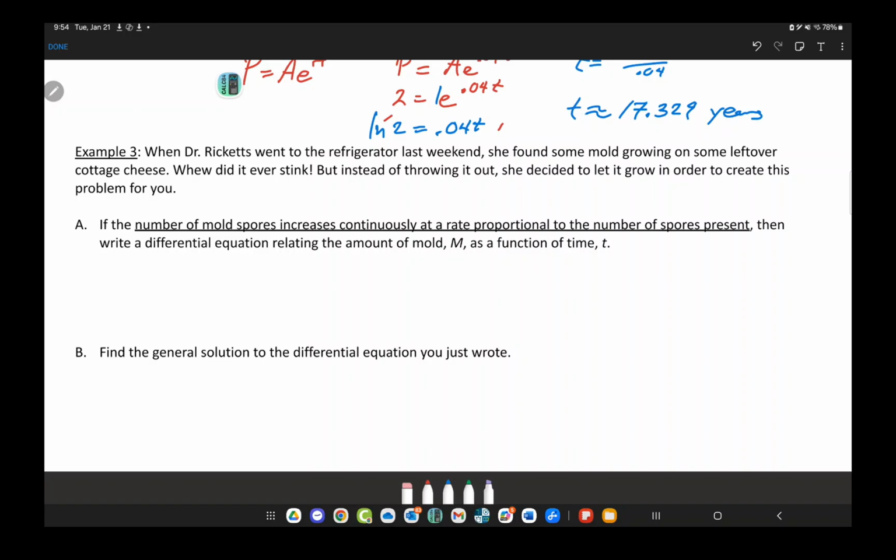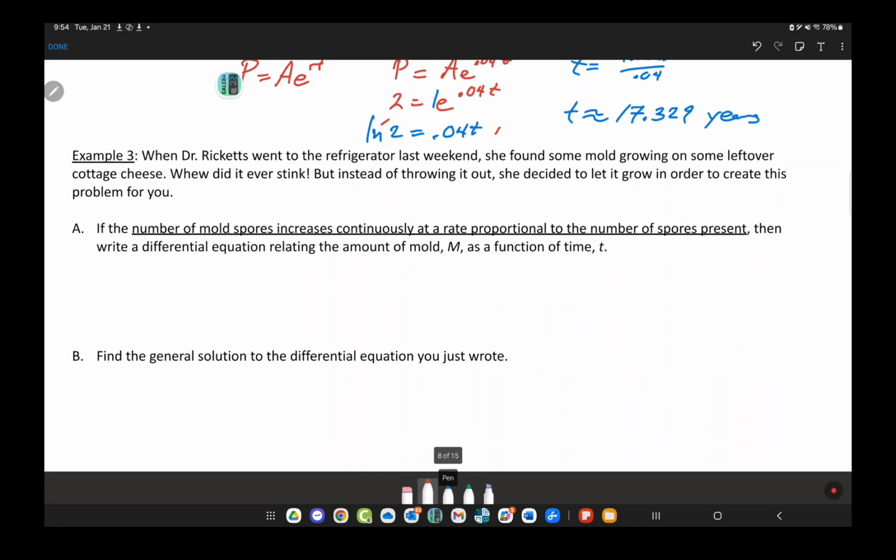When Dr. Riggins went to the refrigerator last week, she found some mold growing in some leftover cottage cheese. Instead of throwing it out, she decided to let it grow in order to create this problem for you. If the number of mold spores increases continuously at a rate proportional to the number of spores present, write the differential equation relating the amount of mold M as a function of t. So the rate increases as time increases? So the rate of mold increases proportionally to the time. Relating to the amount of mold, so the amount of mold would just be M itself.